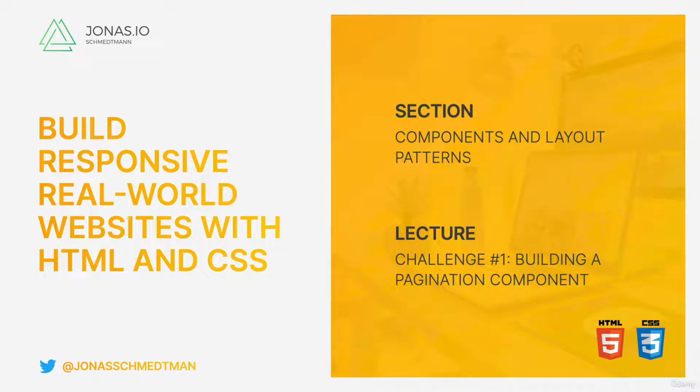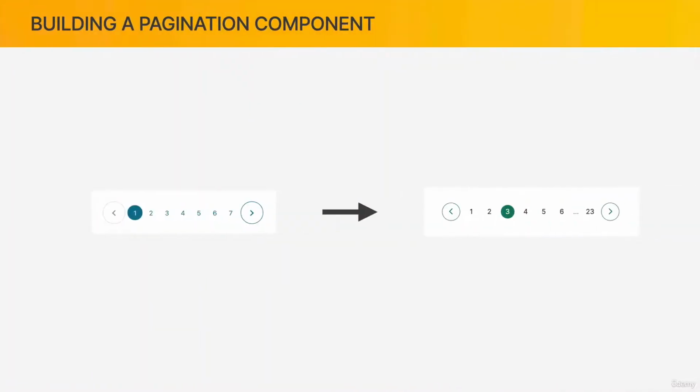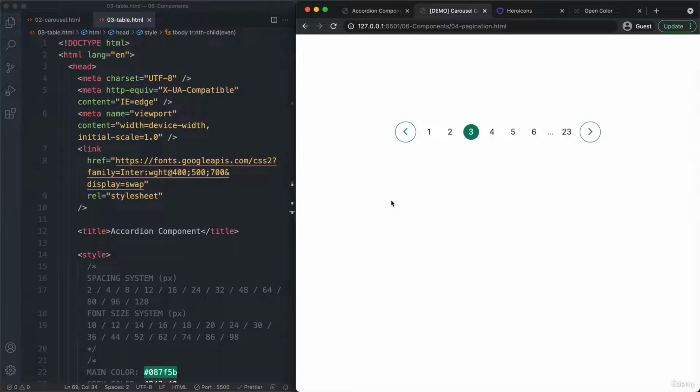Welcome to the coding challenge of this section. So we have built a couple of components together, and so now it's time for you to actually build this component here on your own. So basically this very simple pagination component that you see here on the right side. And this is what the final result should look and work like.